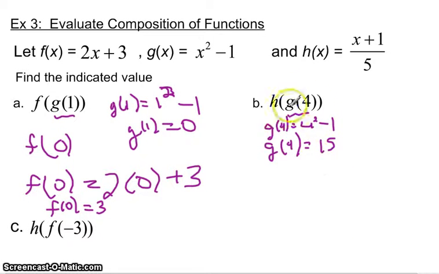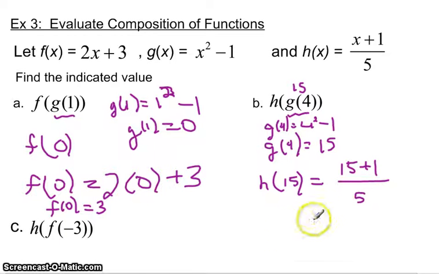Then I need to put that in for the composition and find out what h of 15 is. If I replace the x with 15, h of 15 is going to be equal to 15 plus 1 all over 5. 15 plus 1 gives me 16, and I have a fraction of 16 over 5. So h of 15 is equal to 3 with 1 left over out of 5. There is h of 15.